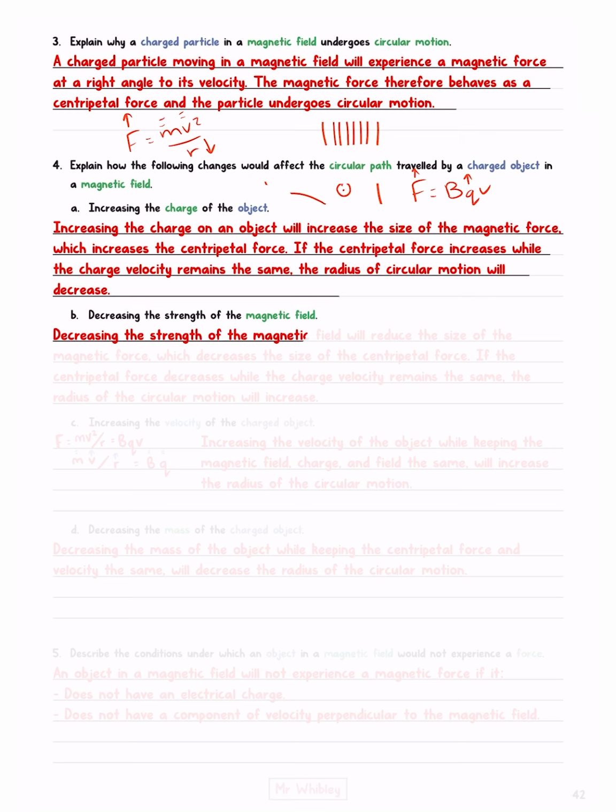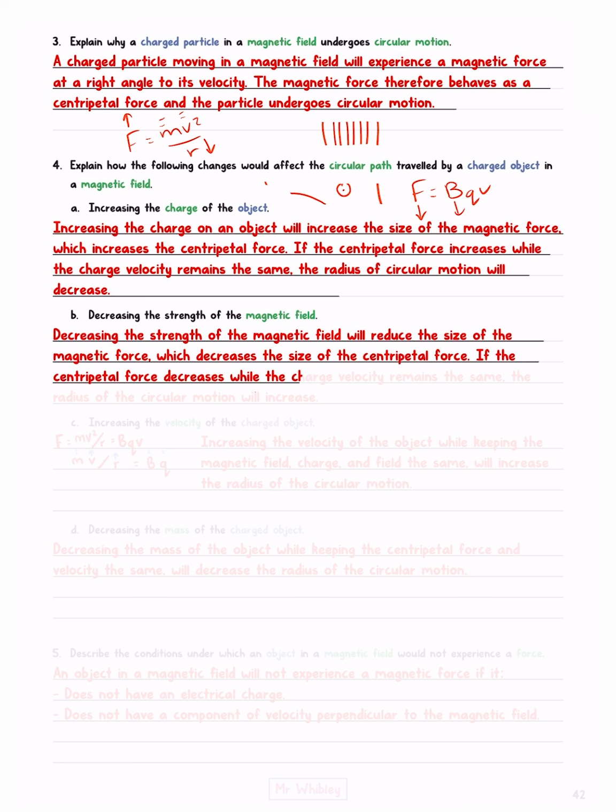Decreasing the strength of the magnetic field. Decreasing the strength of the magnetic field will reduce the size of the magnetic force, since if we have our magnetic field reduce, we have our force reduce as well, which decreases the size of the centripetal force. If the centripetal force decreases while the charge velocity remains the same, the radius of the circular motion will increase. And so similar to before, however, we are decreasing our force, which must result in an increase in the radius if our mass and our velocity remain the same.